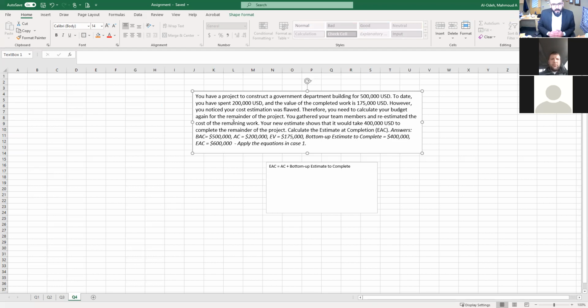You have a project to construct a government department building for $500,000. To date, you have spent $200,000, and the value of completed work is $175,000. However, you notice the cost estimation was flawed. Therefore, you need to calculate your budget again for the remainder of the project. You gather your team members and estimate the cost of the remaining work. Your new estimate shows you would take $400,000 to complete the remainder of the project. Calculate the estimate at completion.